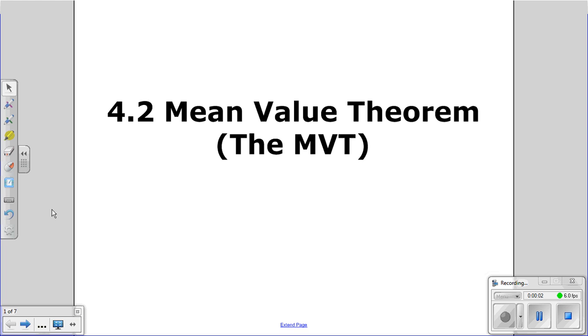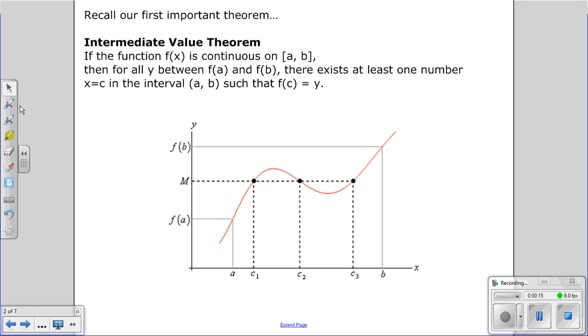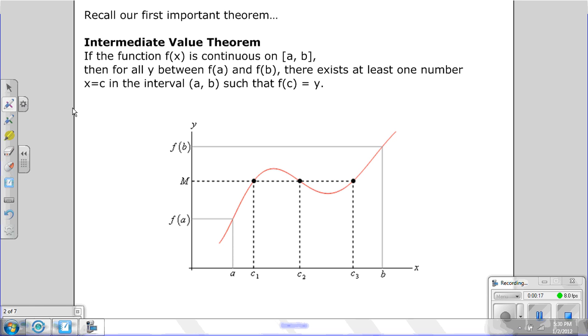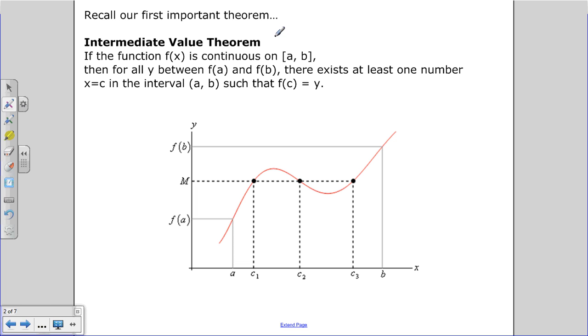Section 4.2, the mean value theorem, or MVT. You can write MVT on the AP exam, and they will understand that it is the mean value theorem. Okay, so before we go over the mean value theorem, we need to review the intermediate value theorem, which you can use IVT to represent. And again, you can use that on the AP exam.